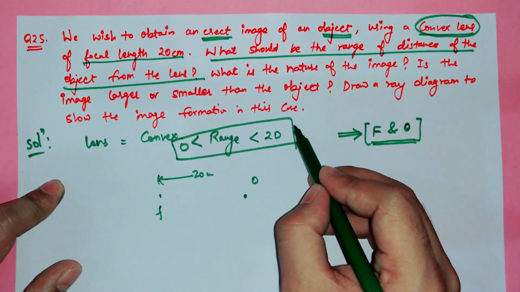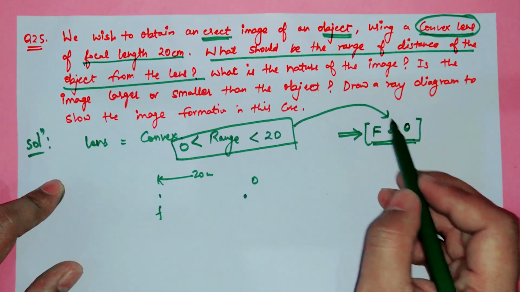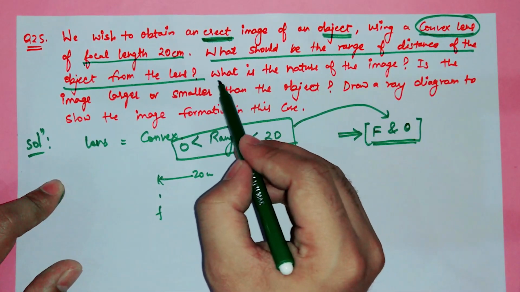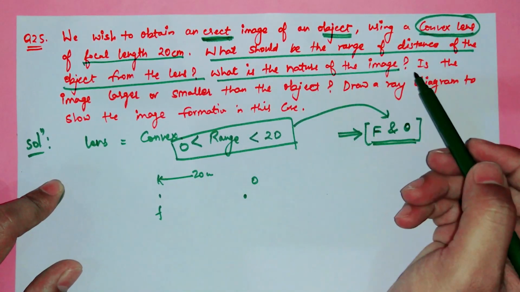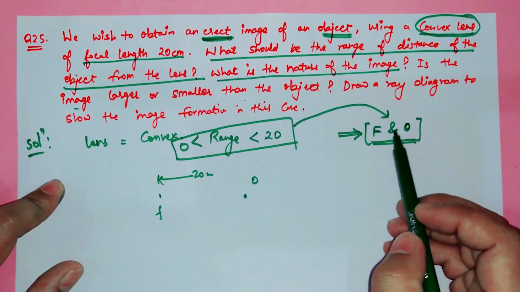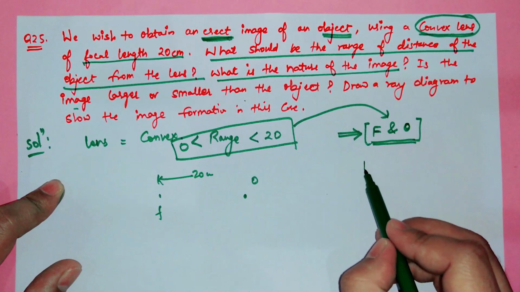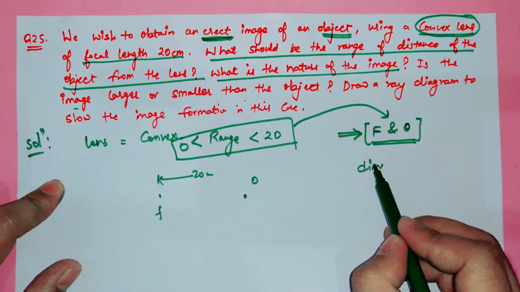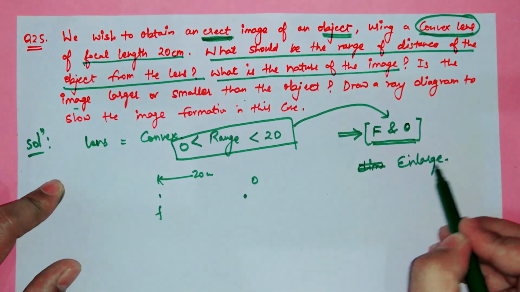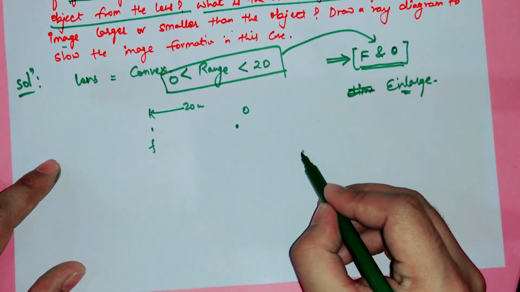When an object is placed between F and O, its image will be formed virtual and erect. So what is the nature of the image? Nature means it is virtual. Is the image larger or smaller? We know that whenever an object is placed between F and O, its image is virtual, erect and diminished in size. No, sorry, enlarged in size.